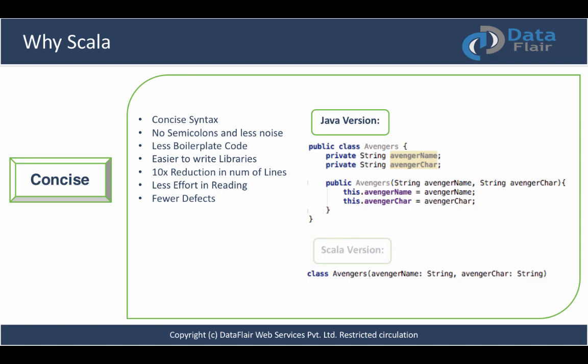All the boilerplate code exists at the backend. The Scala compiler will generate that for you, so you don't have to worry about that. That's the conciseness of Scala. I think you have some idea about Scala's conciseness now, how a lot of needless code has been removed, achieving the same result.